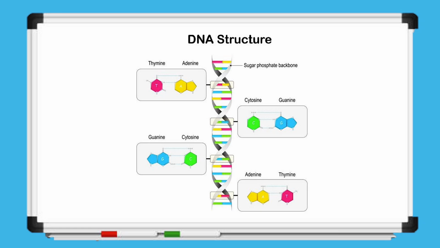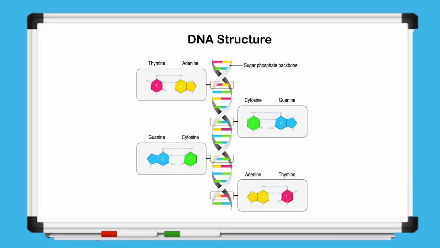Inside the structure, the nitrogen bases form the rungs of the ladder. There are 4 types of bases: adenine, thymine, guanine, and cytosine. These bases follow a specific pairing rule called complementary base pairing. Adenine always pairs with thymine using 2 bonds, while guanine always pairs with cytosine using 3 bonds.